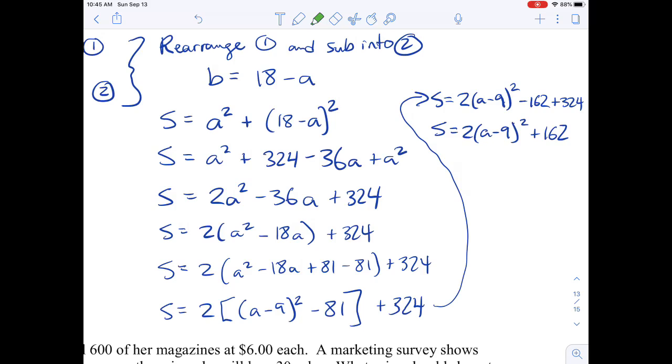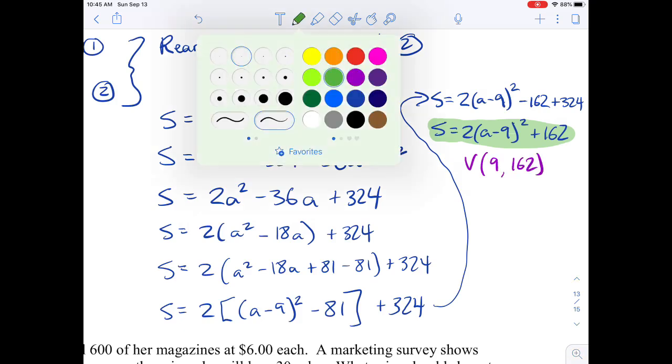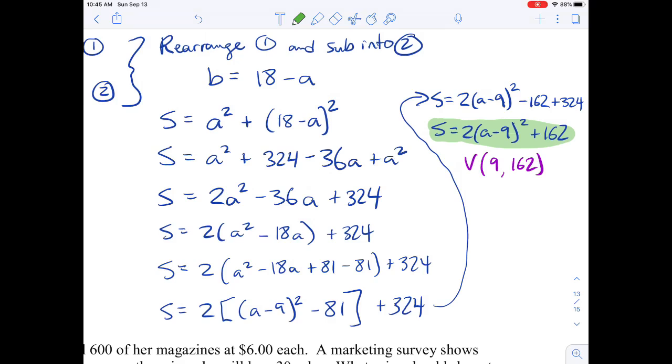So here's how mine worked out, and I'll just make it clear for you. This is my final vertex form of all of that. And now we can state its vertex. It occurs at positive 9 and positive 162, and then we step back and remind ourselves, what are these values actually representing? Well, instead of x, remember, our first coordinate is a. And instead of y, our second coordinate is the sum of squares value. So that's really an s.